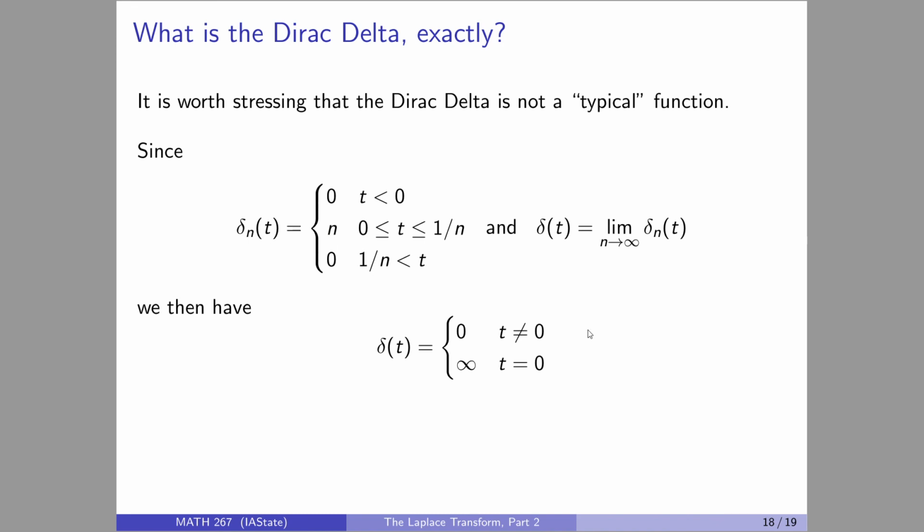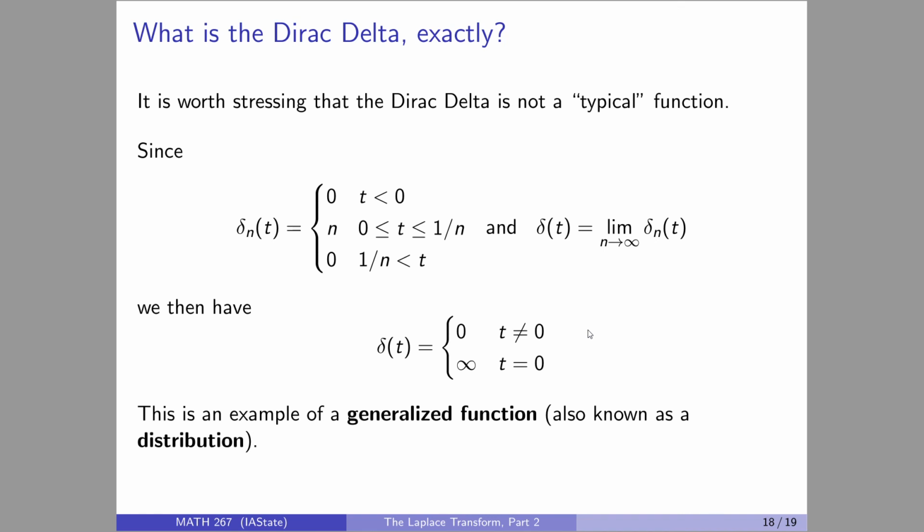So if we were to think about it as a normal function, it's 0 everywhere, except at 0 when it's infinity. So it's not a function in the usual sense. Instead, it's what's usually referred to as a generalized function. The fancier name for it is a distribution, where basically it's not a function per se, but it's something that can be reasonably approximated by functions that are nice enough so that when I take limits, things do what they're supposed to.